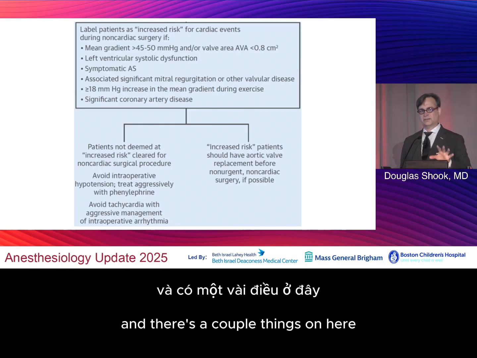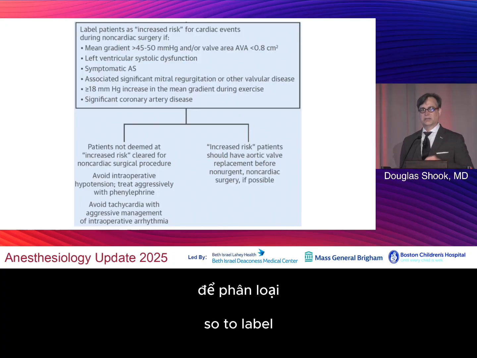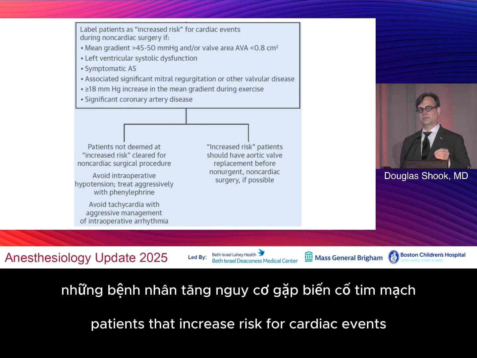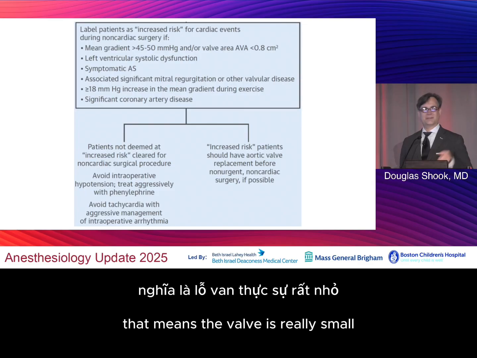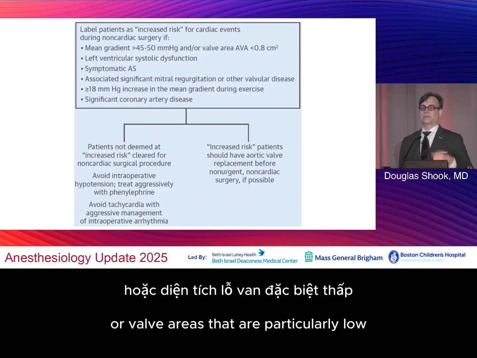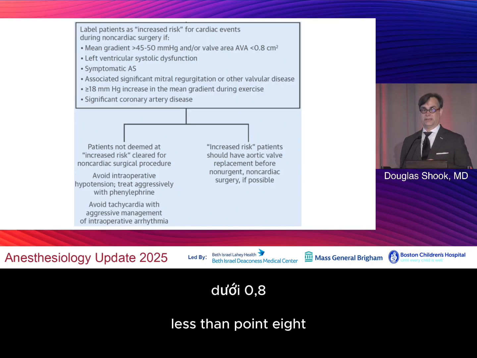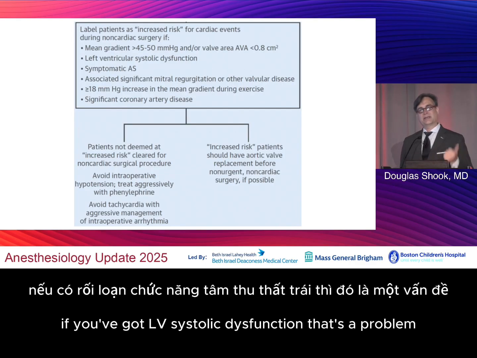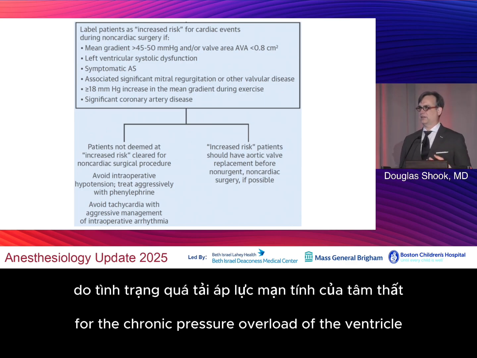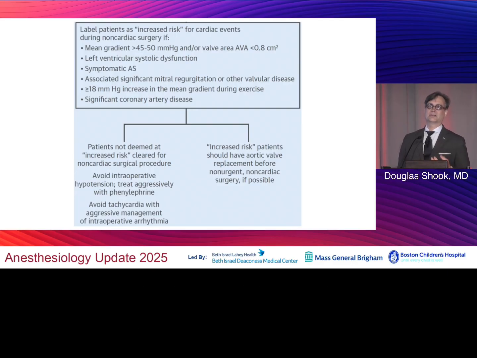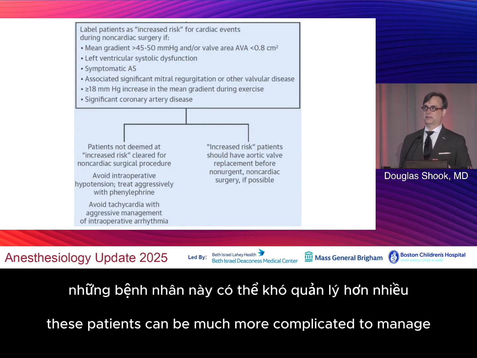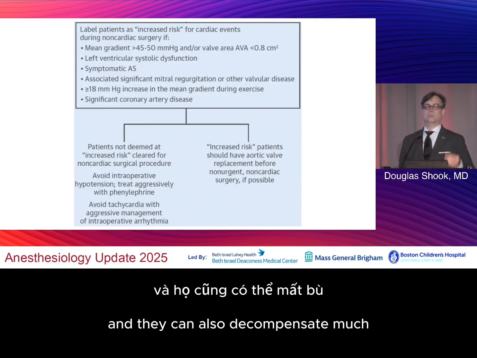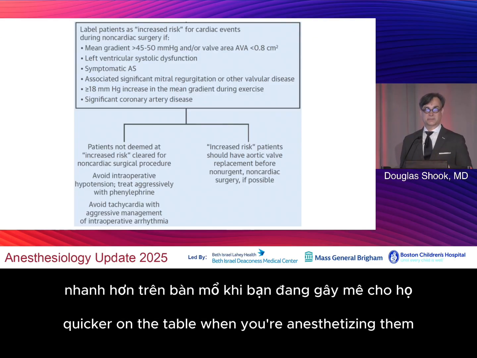And there's a couple things on here that I think are particularly helpful. So to label patients at increased risk for cardiac events during non-cardiac surgery with severe aortic stenosis are people with really high mean gradients, that means the valve's really small, or valve areas that are particularly low, less than 0.8. These are the big ones. If you've got LV systolic dysfunction, that's a problem. If the LV is already starting to decompensate for the chronic pressure overload of the ventricle, and it's less than 50%, these patients can be much more complicated to manage, and they can also decompensate much quicker on the table when you're anesthetizing them.